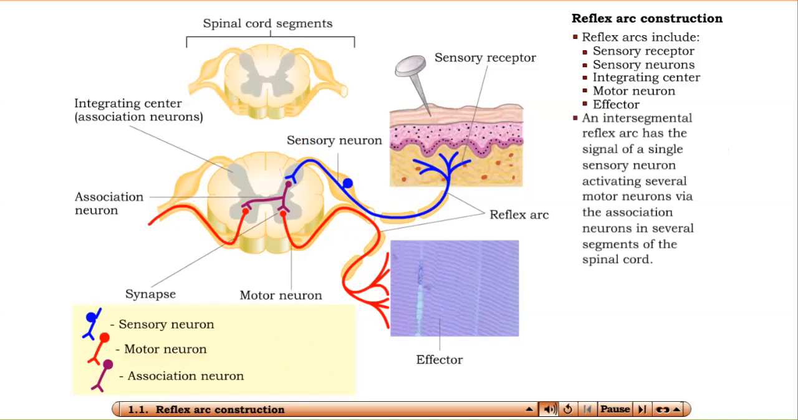When one sensory neuron sends an impulse that activates association neurons in several segments of the spinal cord, the reflex arc is considered intersegmental.